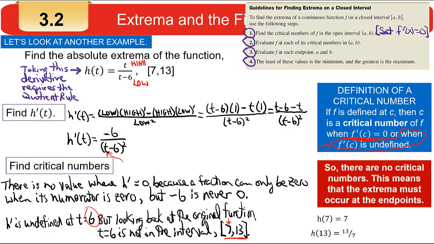Well, the biggest y value is 7. 7 is bigger than 13 sevenths. So that means that the absolute max is 7. And of course, there's only one more, so it must be the min. The absolute min is 13 sevenths.